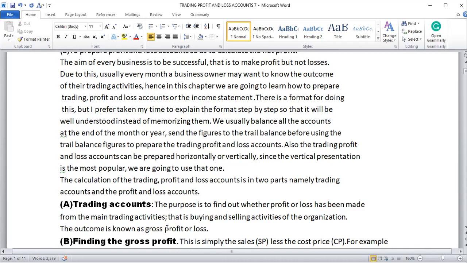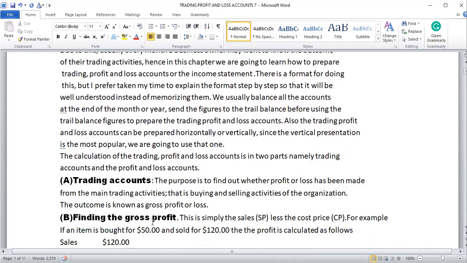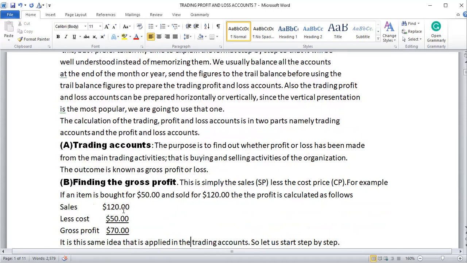Net income. So what we are going to do now is take the first step and prepare the trading activity so that at the end of the day, we come out with the gross profit. So B, finding the gross profit. This is simply the sales, that is SP, less the cost price, that is CP. For example, if an item is bought for $50 and sold for $120, the gross profit is calculated as follows. Sales $120, less cost $50. The gross profit is $70.